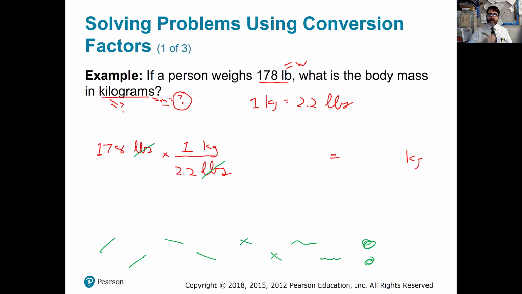I just keep canceling out my units with different symbols. That way I can keep track of making sure that I did cancel all my units, and did I end up at the units I want? Yes, I ended up at the units I want.